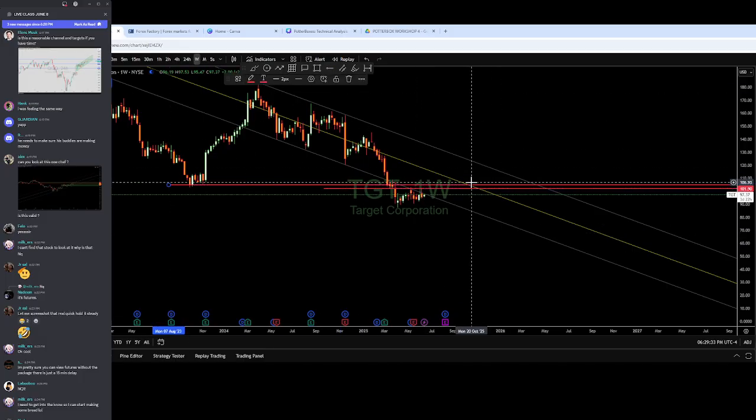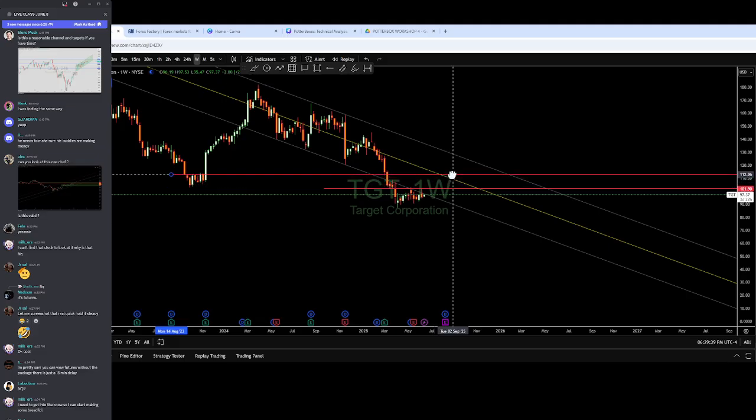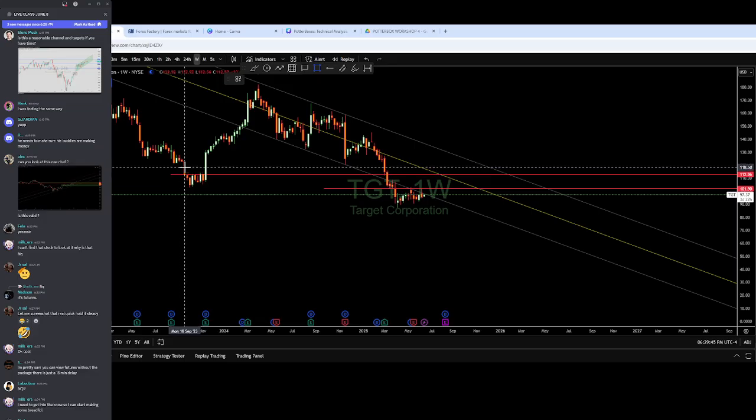reclaim its floor, which is above 105. I also expect Target to move very, very quickly to that 113 target. Good job, by the way, marking that out. I saw that on your chart, right?